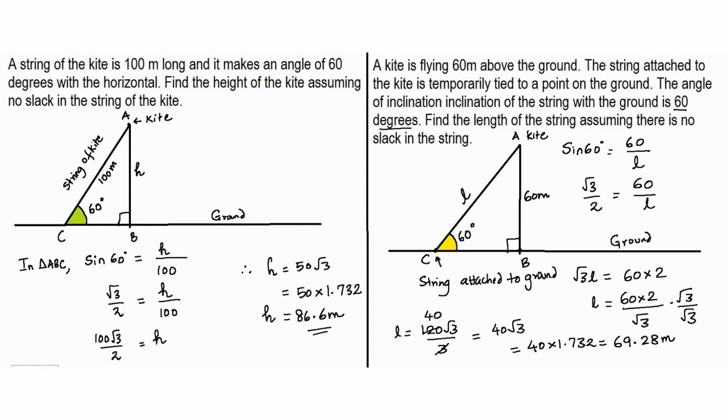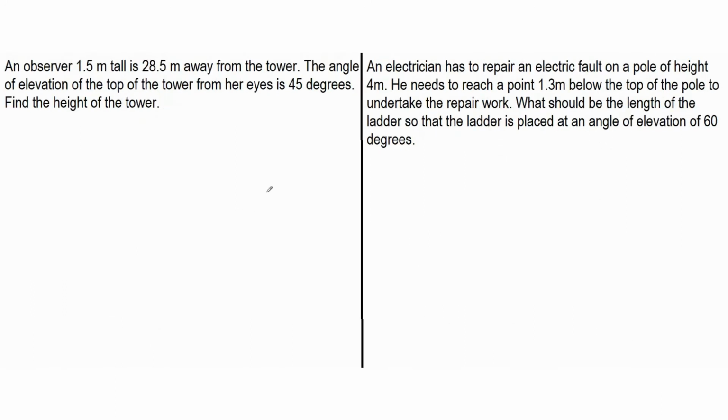So let's move on to the next question now. Let us consider the following question. An observer 1.5 meters tall. So in this case, they have given us the height of the observer. So this is the flat ground. An observer 1.5 meters tall is 28.5 meters away from the tower.